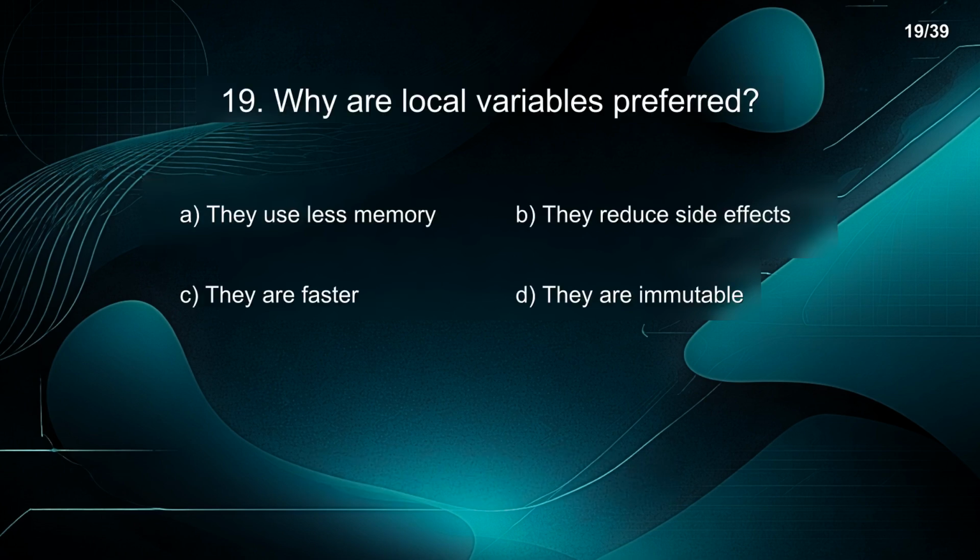19th question. Why are local variables preferred? A. They use less memory. B. They reduce side effects. C. They are faster. D. They are immutable.